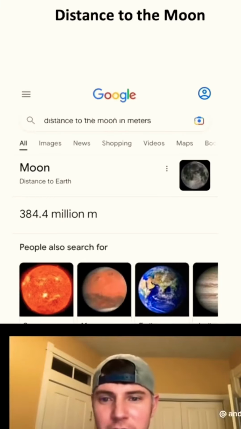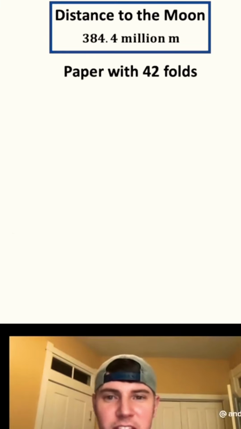First, what is the distance to the moon? If we Google it, it is 384.4 million meters. Put a box around it. Next, we gotta find the thickness of a piece of paper with 42 folds.